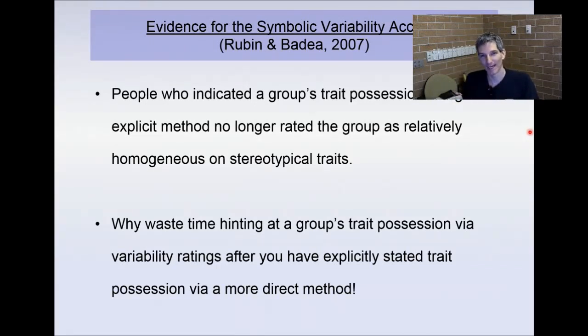And the reason for that is because by telling us how much you believe that the groups possess the traits, you've done your job. Why waste time telling us the information again and again? It's sort of out of your system, if you like, and so there's no need to keep telling us using this other method of variability. I hope I've explained that to you, okay?